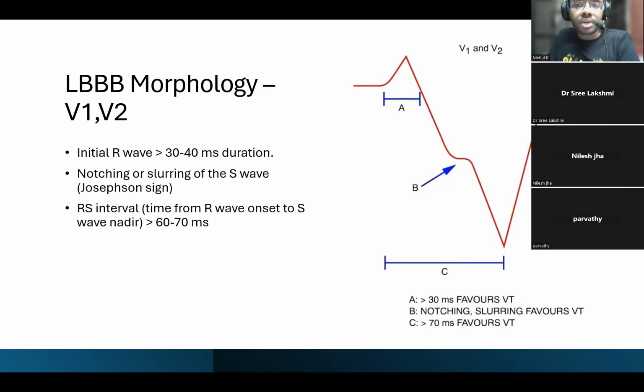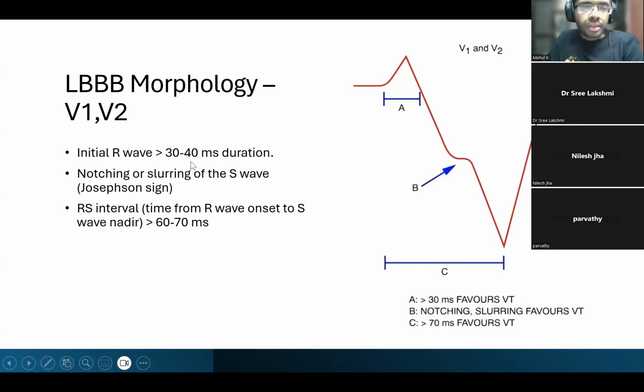So the initial part of the QRS getting prolonged, that is what is typical of VT, and that is what you are actually looking for when you are describing these criteria. So the initial R wave that is marked A here in the photo, if it is more than one small square, that is favoring VT. Then you have a Josephson sign. I've already mentioned that the slurring or notching of the downslope of the S wave, that again favors VT.